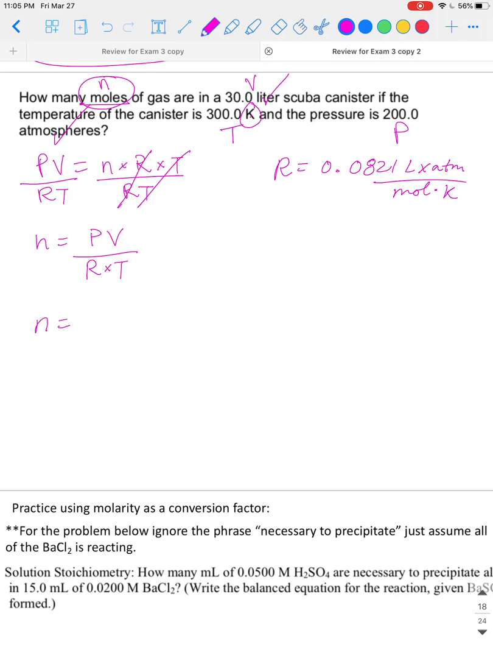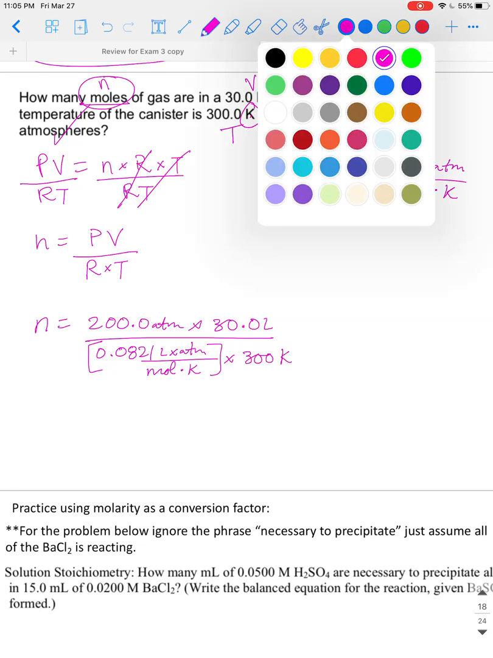Now we can just plug these numbers into the equation. So number of moles, which is n, equals pressure, which is 200 atm, times volume, which is 30 liters, that's the top part, divided by R, which is 0.0821 liters times atm divided by moles times Kelvin, and then we'll multiply that by 300 Kelvin.